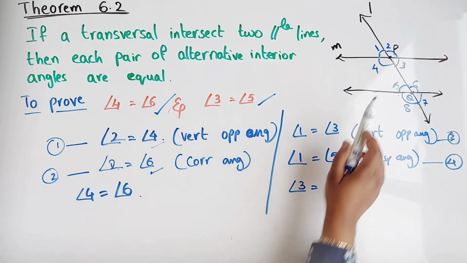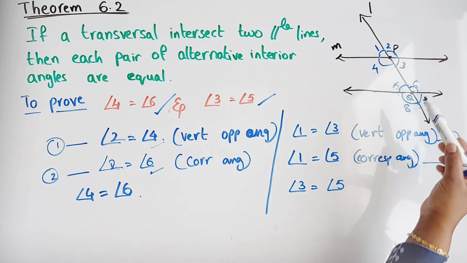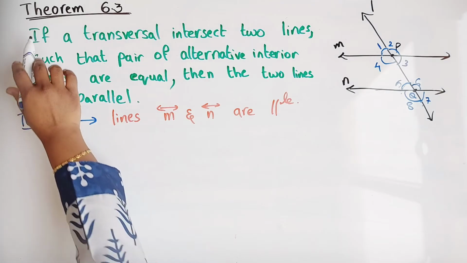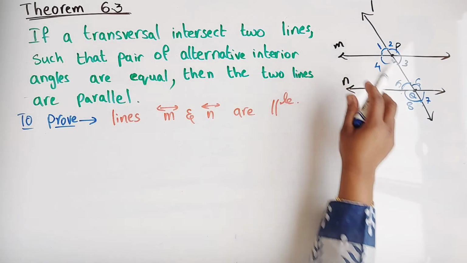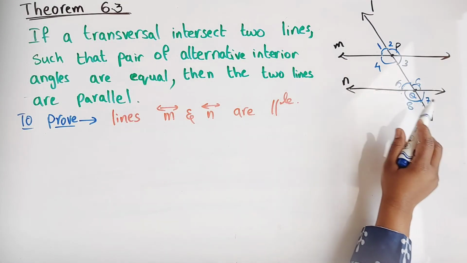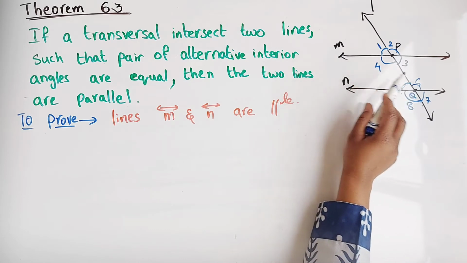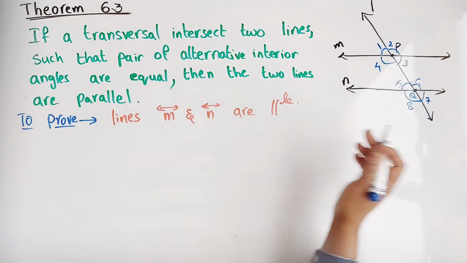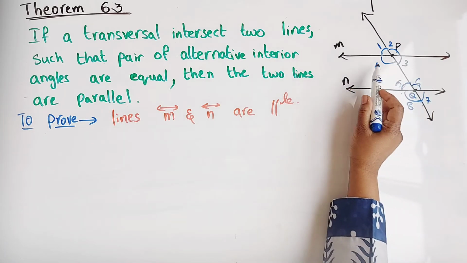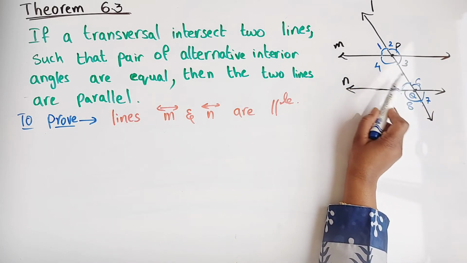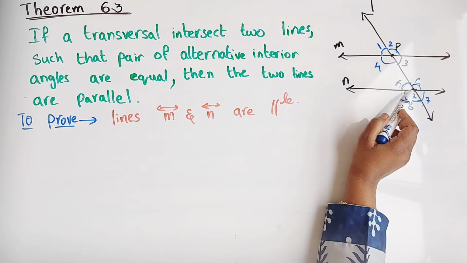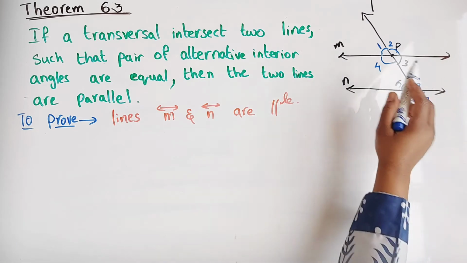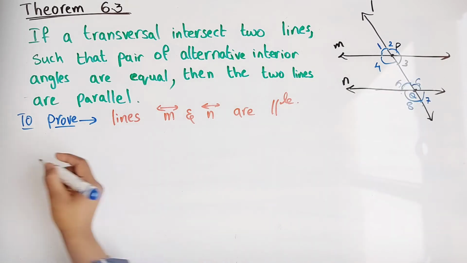That is angle 4 equal to angle 6, angle 3 equal to angle 5, children. Right? Theorem 6.3, children: if a transversal intersects two lines such that a pair of alternate interior angles are equal, then the two lines are parallel. That means here they have already given that alternate interior angles are equal. We need to prove that line M and line N are parallel. Right, children? So we'll write the solution.